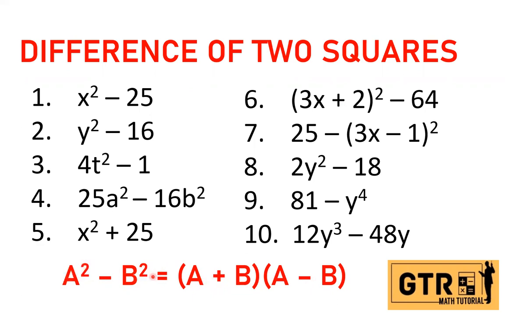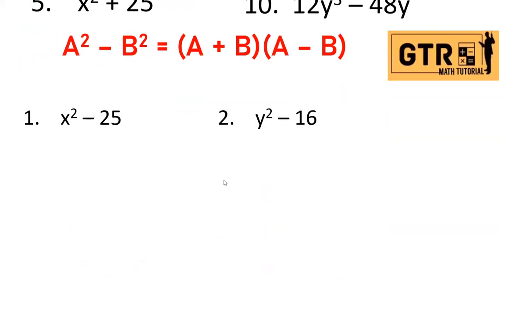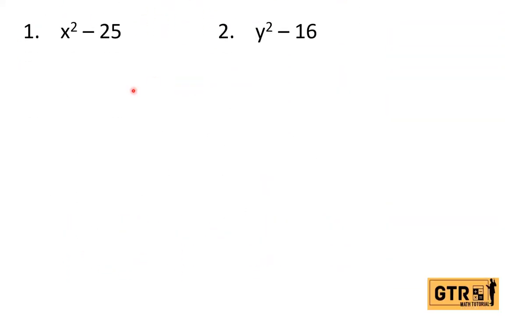Tanggalin lang yung square. Okay, so sasagutan na natin ang 10 examples para sa difference of two squares. So tandaan, ito ay difference, kailangan ang sign natin ay minus. Okay, so let's answer the 10 examples. Number 1 and 2: we have x squared minus 25 and y squared minus 16.